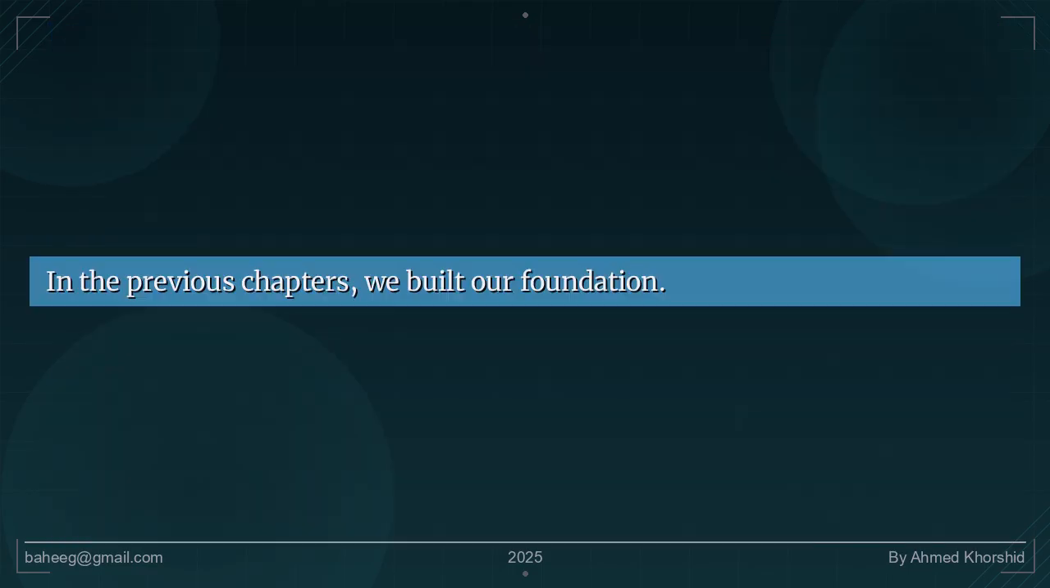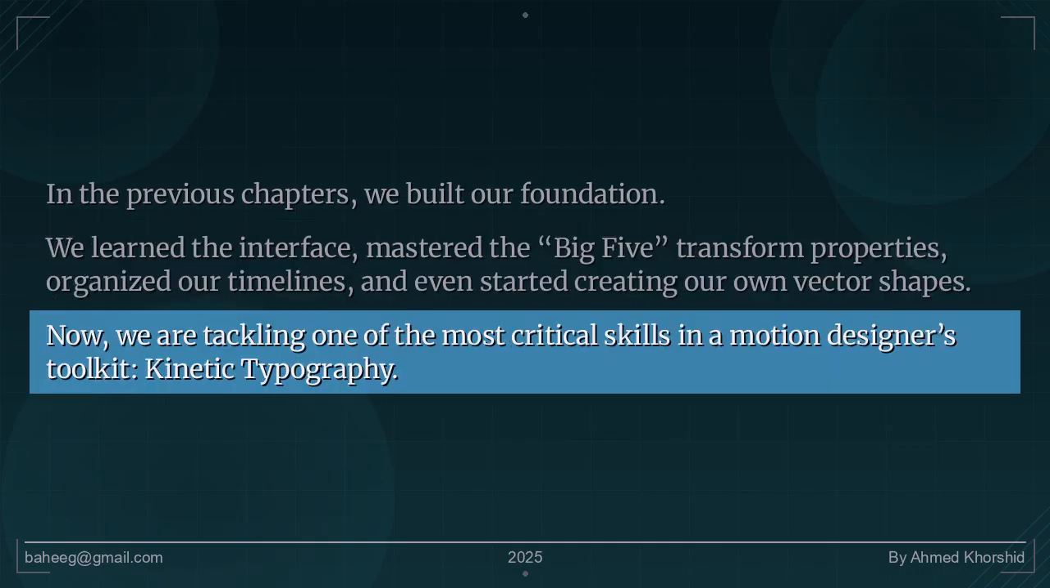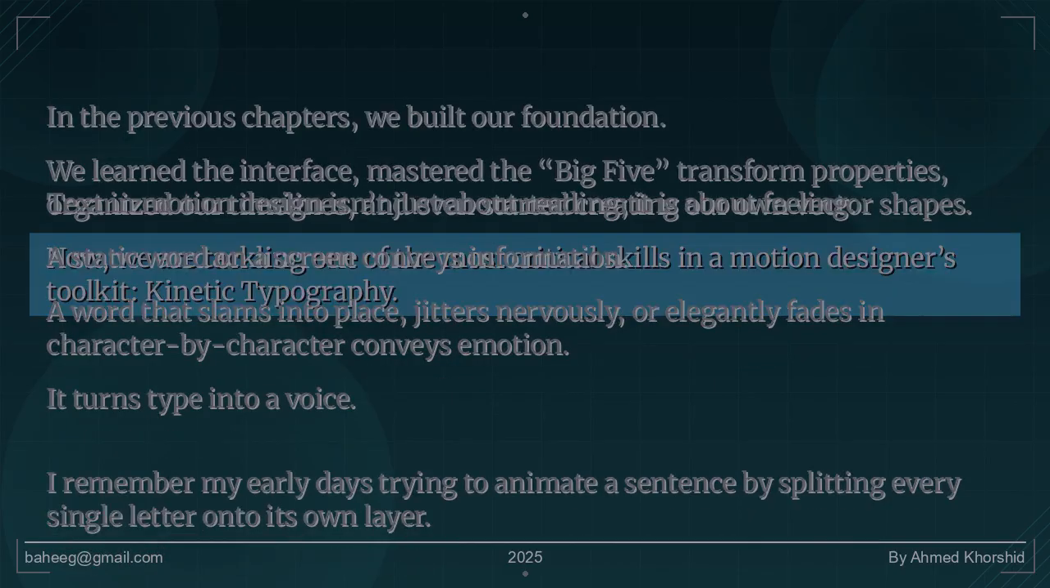In the previous chapters, we built our foundation. We learned the interface, mastered the Big Five transform properties, organized our timelines, and even started creating our own vector shapes. Now, we are tackling one of the most critical skills in a motion designer's toolkit, kinetic typography.